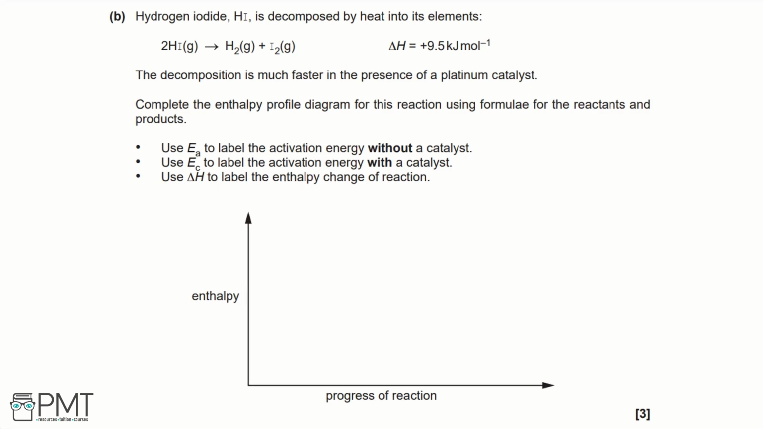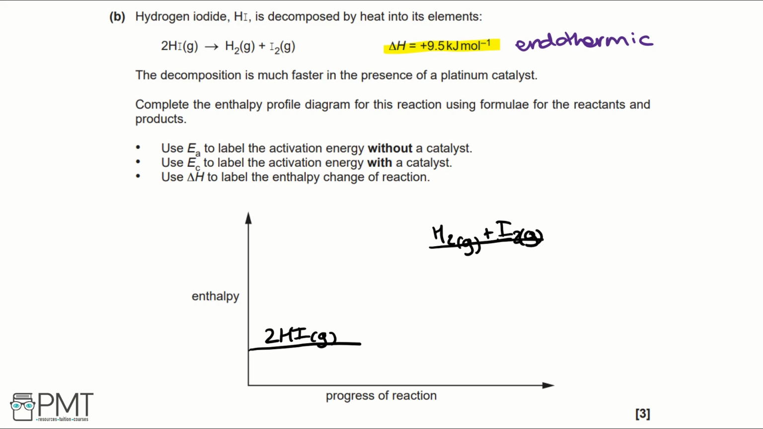The first thing we need to notice about this question is that we have a positive enthalpy change of reaction. That means that the reaction is endothermic, so that will impact the shape of our enthalpy profile diagram. The shape will be that we have our reactants on the bottom, so 2HI gas, and our products at the top, H2 gas plus I2 gas.